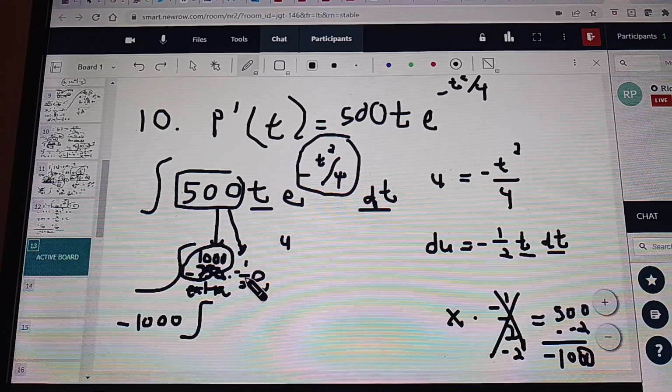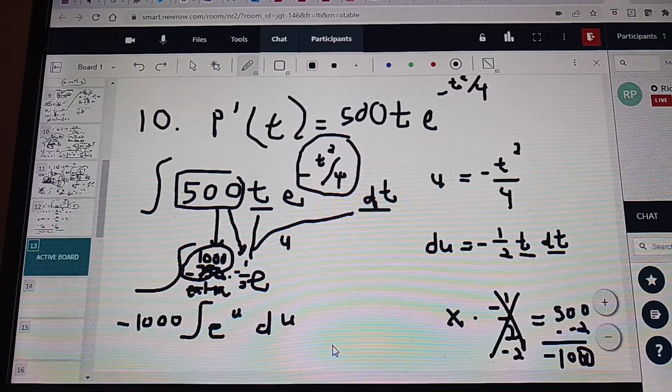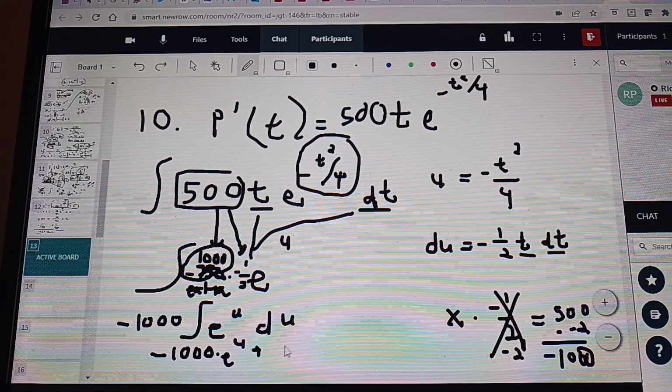So that's the du part right there. The negative 1/2 will go along with t and dt, and that creates du. So now we have it where everything's covered except for the extra negative 1,000, and you just pull that out front. The integral of e to the u is e to the u, so that's why we wanted that to happen. And you can just bring the constant along for the ride, plus c.